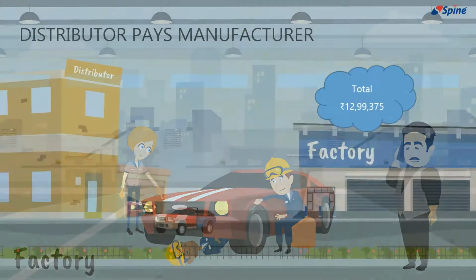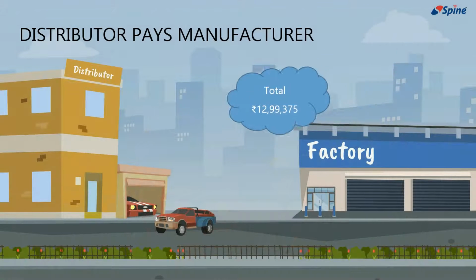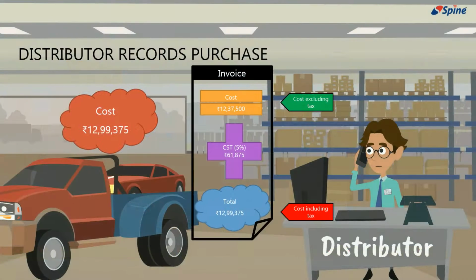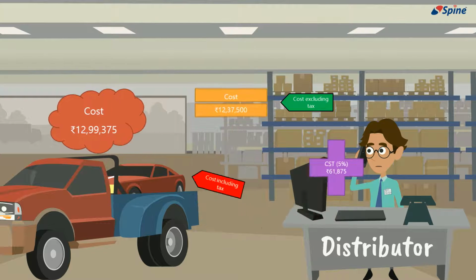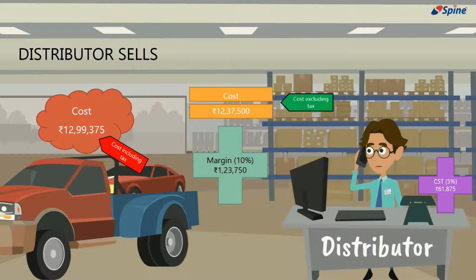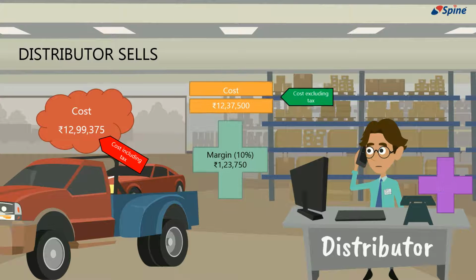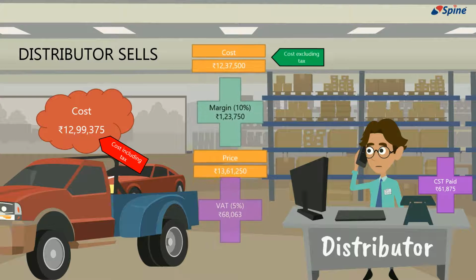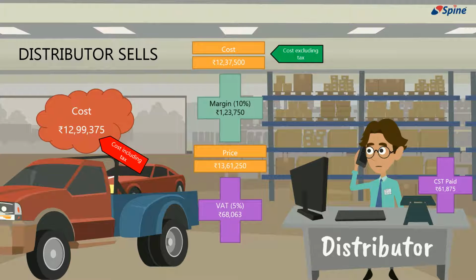The selling price of the manufacturer becomes the cost price of the distributor. The invoice received by the distributor has three parts: cost excluding tax, the tax, and the cost including tax. The distributor leaves the tax component aside, and adds a 10% margin on the cost excluding tax. This increases the price of Mustang to ₹13,62,250.